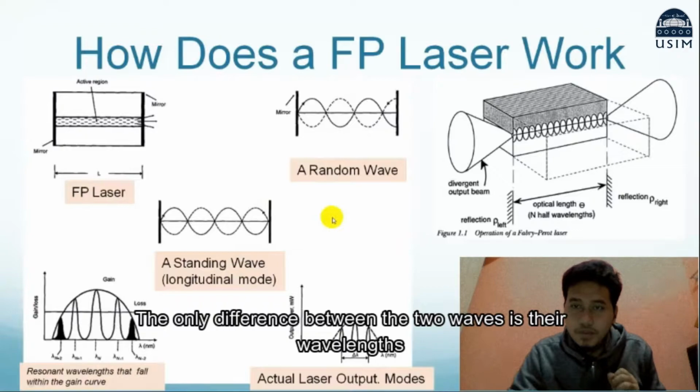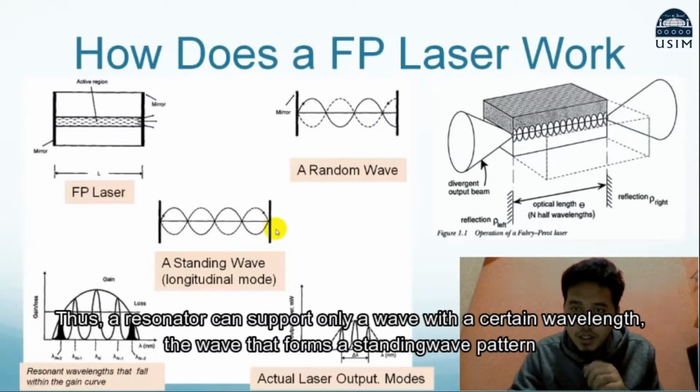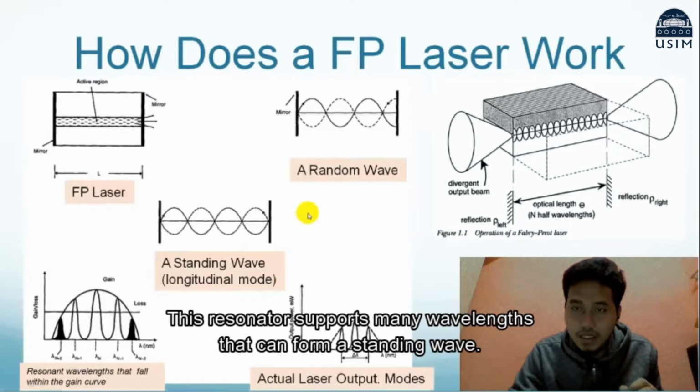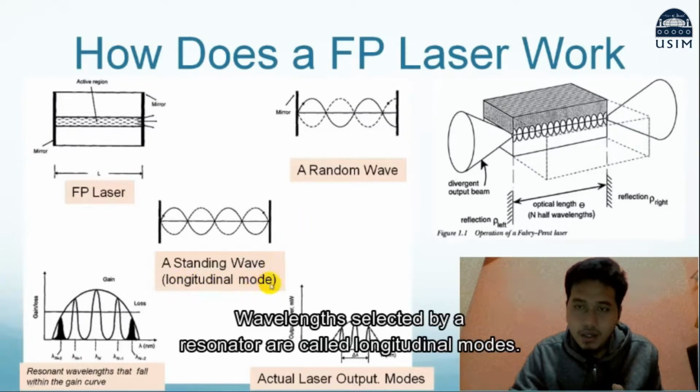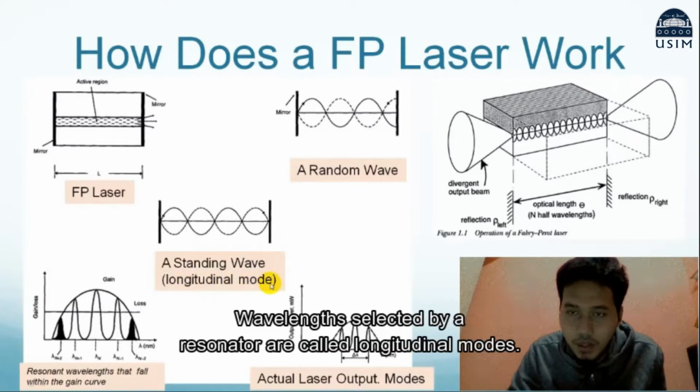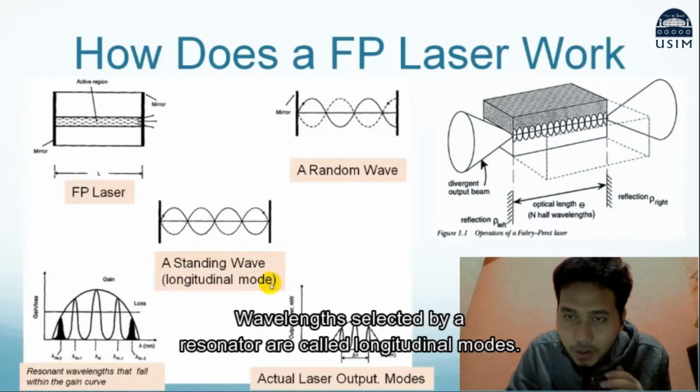The only difference between the two waves is their wavelength. Thus a resonator can support only a wave with a certain wavelength, the wave that forms a standing wave pattern. This resonator supports many wavelengths that can form a standing wave. Wavelengths selected by a resonator are called longitudinal modes.